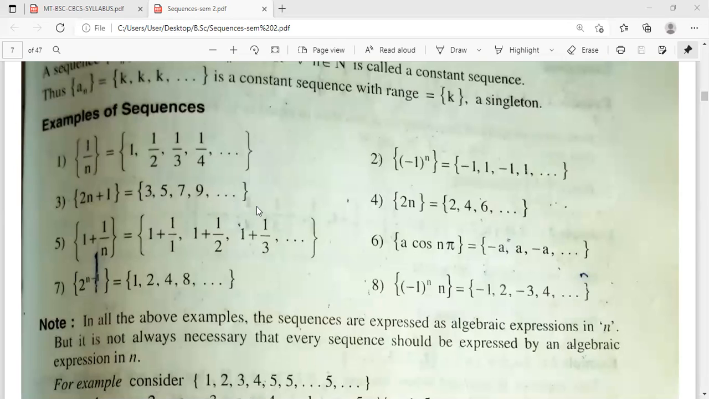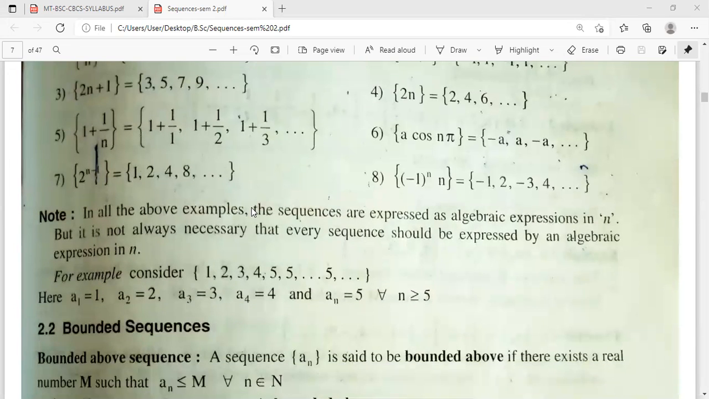It is not true for all cases. If it is possible to represent in terms of n, you can represent it, otherwise you can write without the general term. You see here we are writing 1, 2, 3, 4, 5, 5, 5, and so on. That means a1 equal to 1, a2 equal to 2, a3 equal to 3, a4 equal to 4, where a1 means the first element, a2 the second element, a3 the third element, a4 the fourth. Now you can write the sequence as an equal to 5 for every n greater than or equal to 5. It is not possible here to write in terms of n.